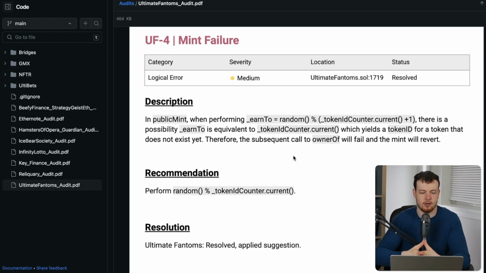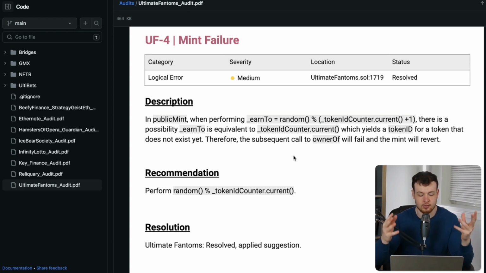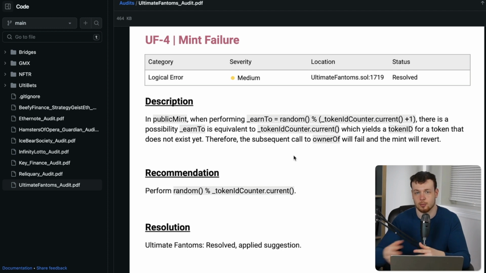So this is an NFT project that I believe rewards holders of actual other NFT projects. It's actually been quite a while since this particular report. I think this was easily over a year ago, but nonetheless, this is a very notable finding and something that you can take to apply to your own contests and reports yourself.